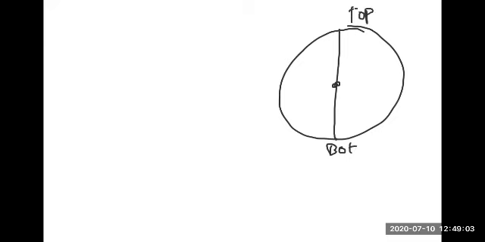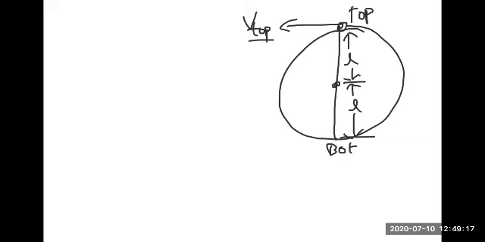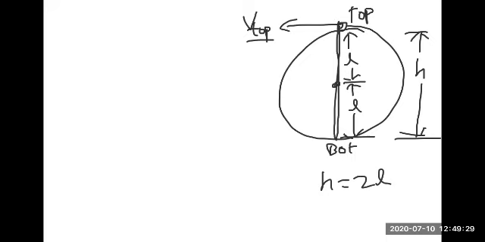So if we observe bottom to top, from here to here the length is L, and from here to here the length is L. So what will happen at the top at this position? The speed is v top. What is the height from the ground? Height from the ground is nothing but h is equal to 2L. Diameter is the height from bottom to top. So the height from the ground is 2L.